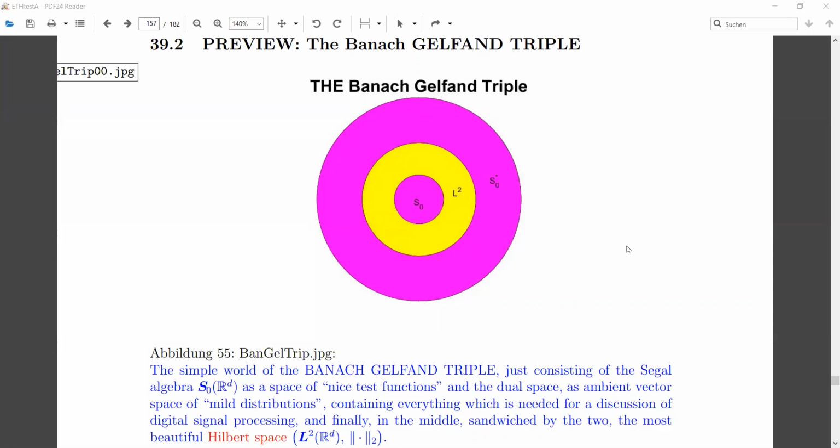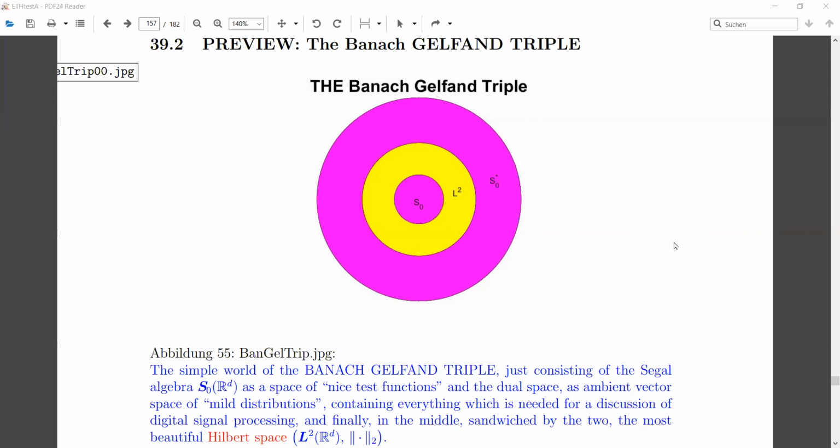So the picture I would like to use as a starting point for this course is the one that you see already on your screen, which is a picture of the Banach-Gelfand triple. You will see this quite often in the future. What you know so far is the interior circle, the space S0, the Segal algebra, a nice subspace of functions which is rich enough to contain all the piecewise linear integrable functions and many other functions. It's a good domain for the Poisson formula, but it's of course much smaller than L1.